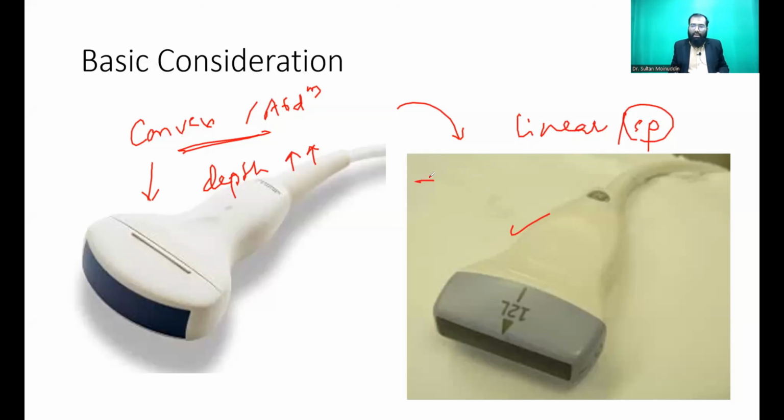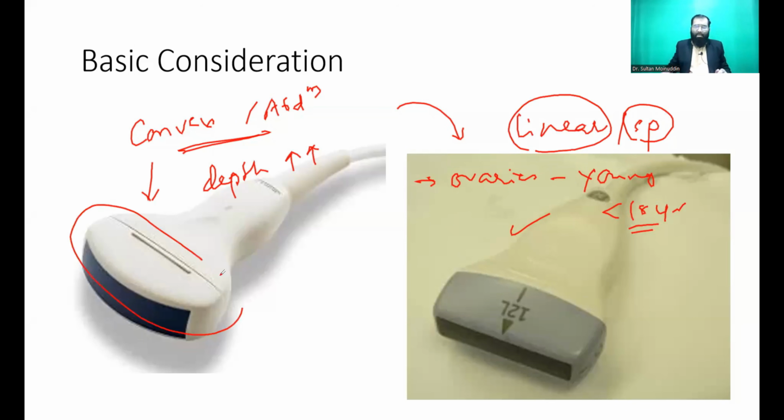This is preferred if you want to look for ovaries especially in very young females, that is less than 18 years. Especially in a 10-year-old kid, if you want to look for ovaries, then always the SP probe or linear probe is better than the convex probe. Similarly, suppose there is a 15-year-old female, but the female is obese. Now, which probe would you prefer? You would prefer the convex probe. Why? Because you want more depth.